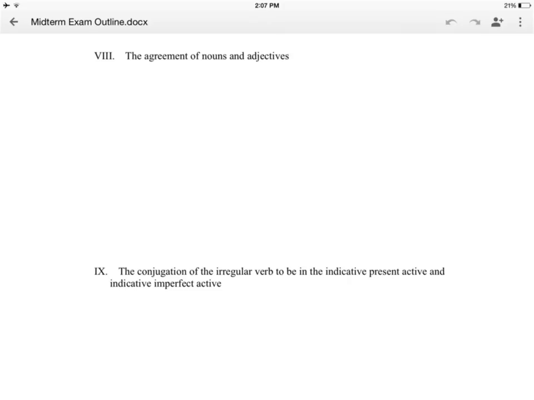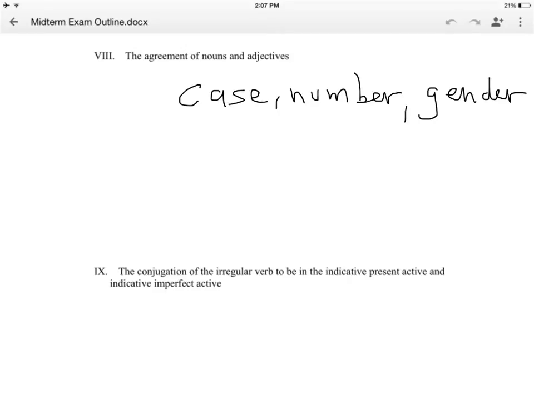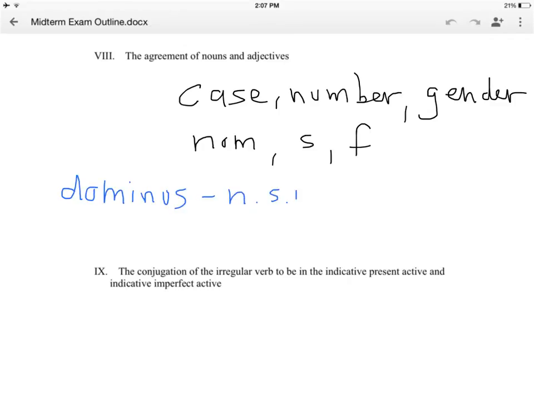A simple point is that the nouns and adjectives agree in case, number, and gender. Adjectives and nouns have to have the same case, number, and gender. An example would be nominative, singular, feminine. That's an easy concept to understand, that they have to agree. You just have to remember that they don't always have to have the same exact endings. They will often have the same exact endings, like dominus is a nominative, singular, masculine.